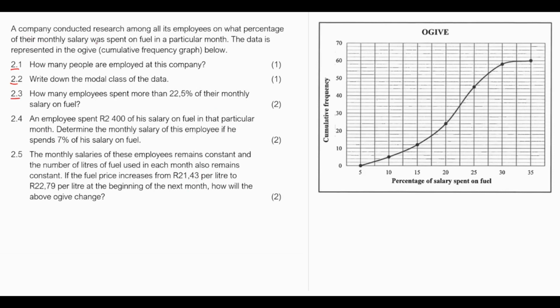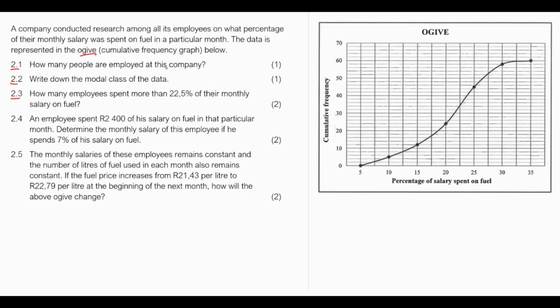A company conducted a research among all its employees on what percentage their monthly salary was spent on fuel in a particular month. The data is represented in an Ogive. Some people call it an Ogive, we pronounce it differently. The cumulative frequency graph below. How many people are employed at this company?